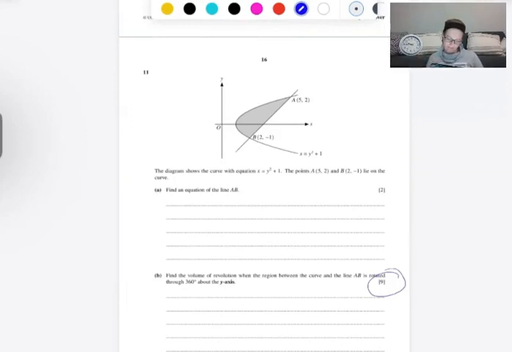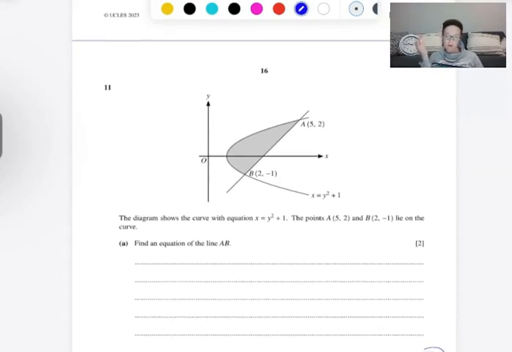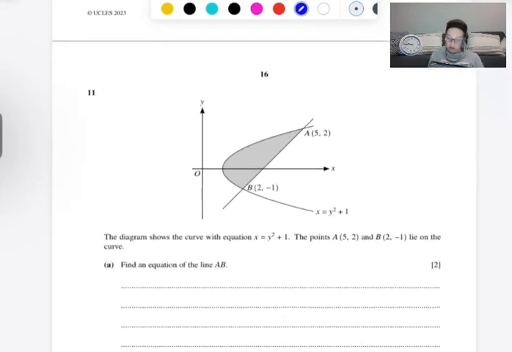So, the diagram shows the curve of x is equal to y squared plus 1. Okay, so they've given it where the subject of the formula is x. The points A and B lie on the curve. Find the equation of the line AB. Right, so we've got 2 points. We should be able to find the gradient.